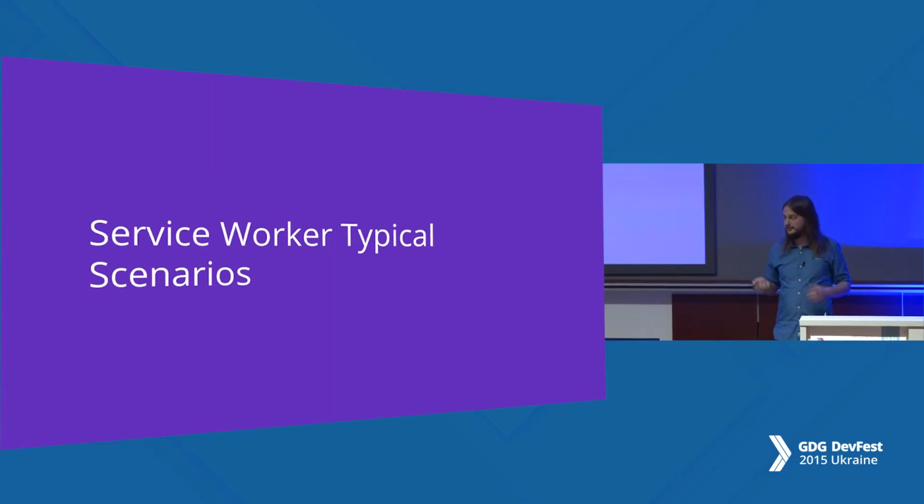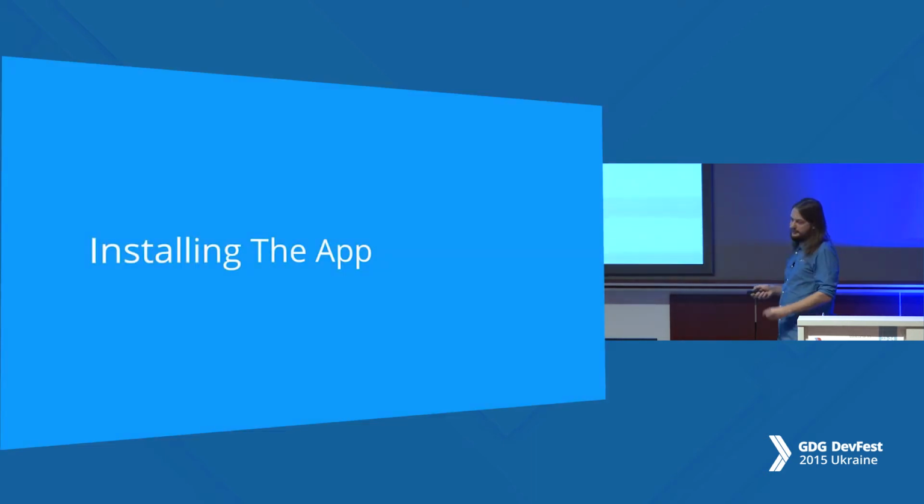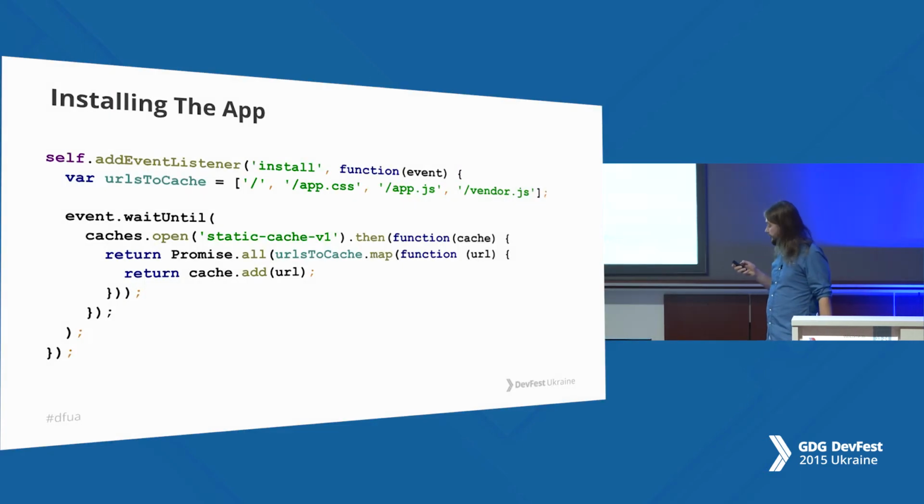Next, let's look at some typical scenarios that we can develop with a service worker. And first, of course, you will need to install the app, because it's a logical step. Yeah, we want to be offline first. What do we need to do?